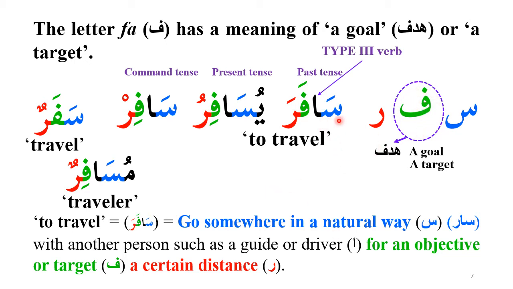That's one. And then the second is that this action, because it's a type 3 verb, is taken in association with another person, another person, ahad, right? And this person is the driver or the guide. If you go somewhere on a train or a plane, you need a pilot or a train driver. You cannot go by your own because you are going to a foreign target.